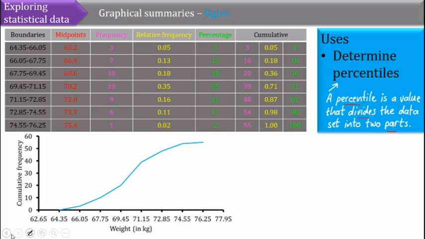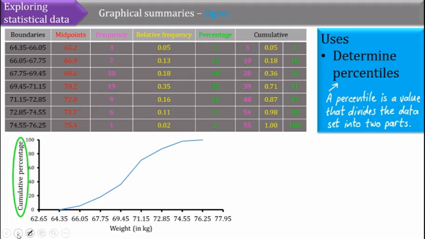Now also what you'll notice is that whether I have a cumulative frequency on this axis, or cumulative percentage, or cumulative relative frequency, the shape does not matter. It's not affected. It stays the same. It's exactly the same as with the histogram and the polygon. Doesn't matter whether it's percentage, relative frequency, or frequency, the shape of the distribution stays the same.